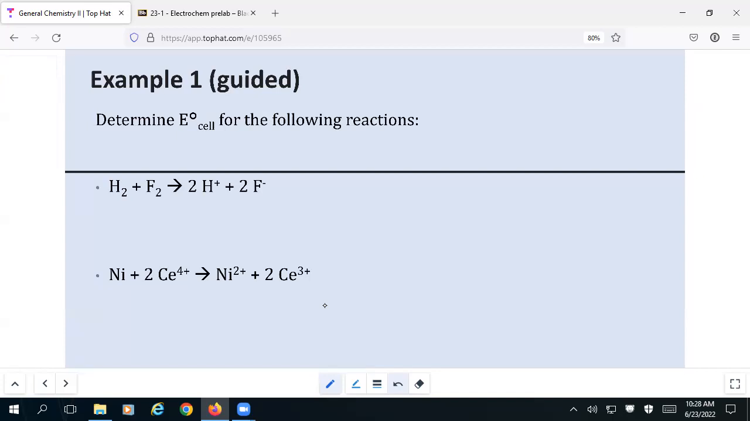All right, let's do some calculations. Let's do some practice here. We need to determine the E cell for the following reactions.